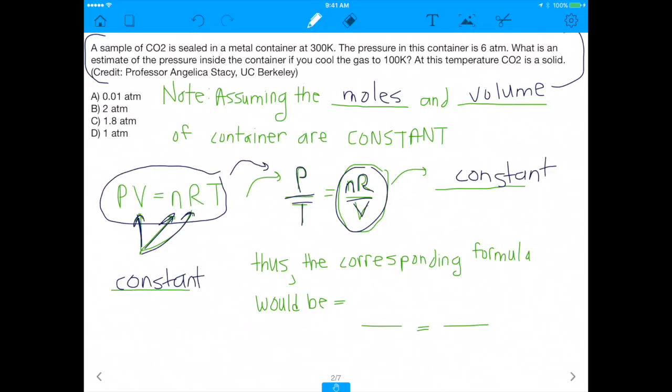And so the corresponding formula at any point in time, assuming the moles and the volume are constant, is that P1 over T1 has to equal P2 over T2, right? The reason for this is that this constant is never going to change. Any time you have a pressure and put that over a temperature, it has to equal this constant. If you have another pressure over another temperature, P2 over T2, those also have to equal the same constant, and therefore they have to equal one another.